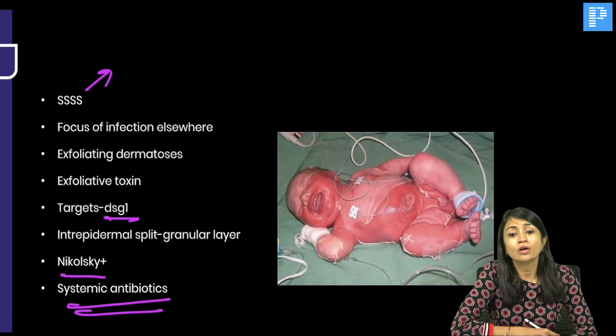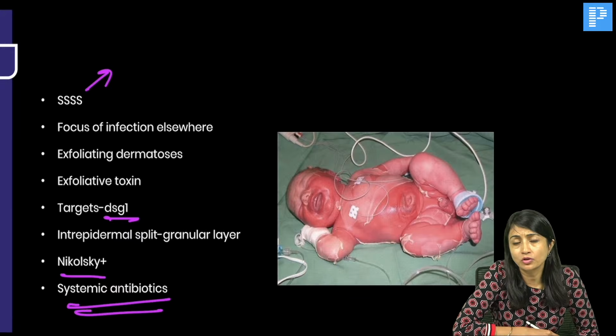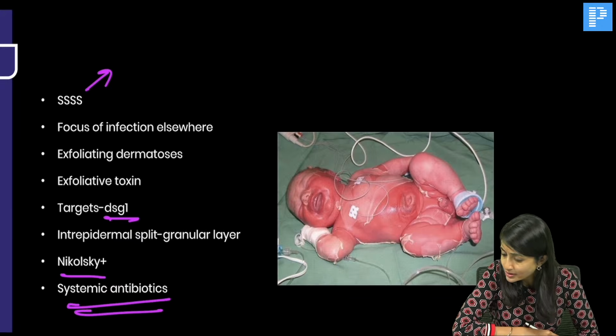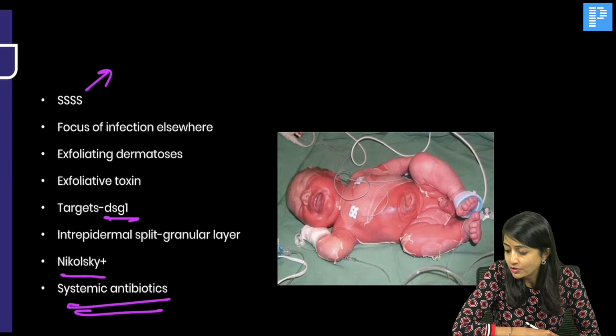So, very good. How to differentiate it from SJS? Because in SJS also you can have Nikolsky positive. So, can anybody give me an answer on how to differentiate it from SJS? I'll wait for your answers. How to differentiate it from SJS?